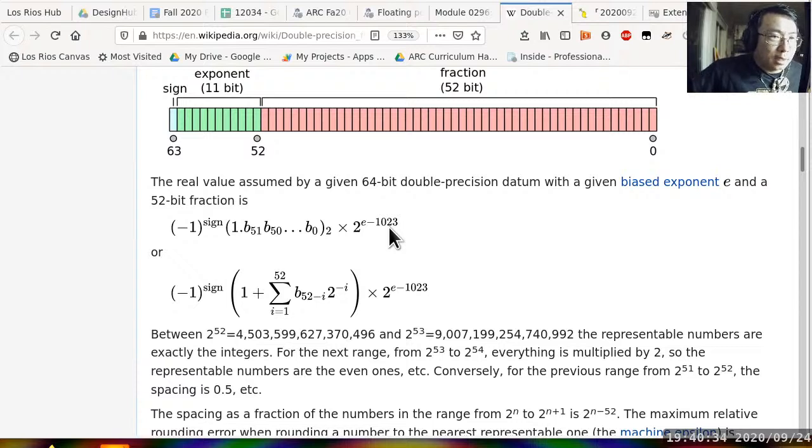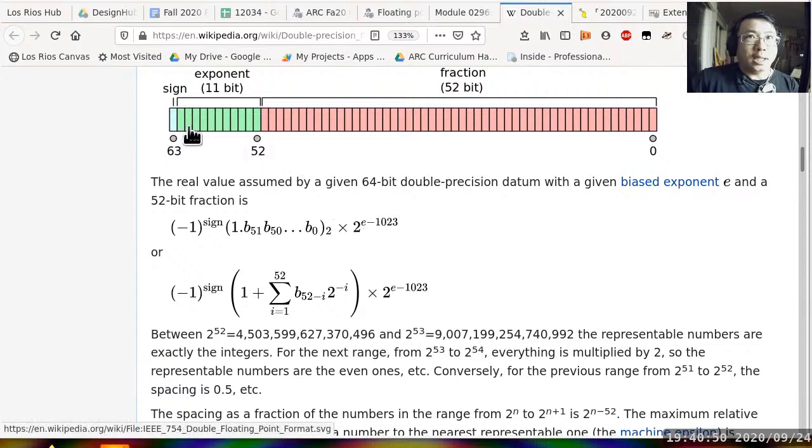Okay. So E is a biased exponent. If you want the exponent of 2 to actually be 0, then you want E to be 1023, which means you have basically 10 ones and a 0 leading the 10 ones. I think it is best to give you guys an example. Let's work with an example. I think that will clear up everything.